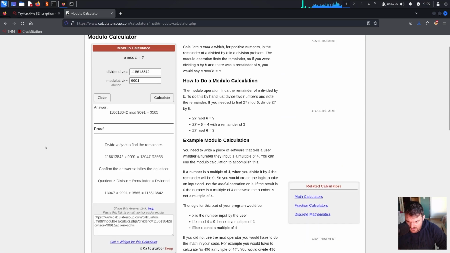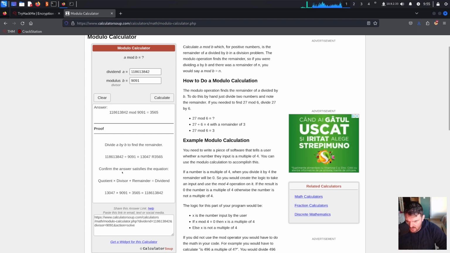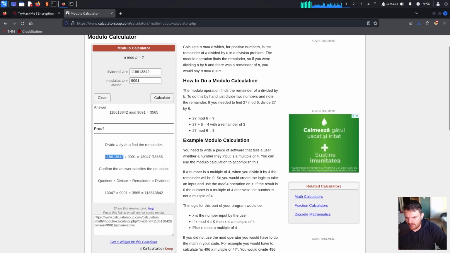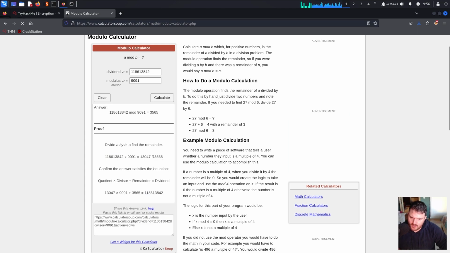And here we can see the result, right? Divide A by B to find the remainder, which is the division of these two numbers. This is the rest. Confirm the answer satisfies the equation: the result multiplied by the divisor, plus 3565, which is the remainder, equals our initial number. Cool.